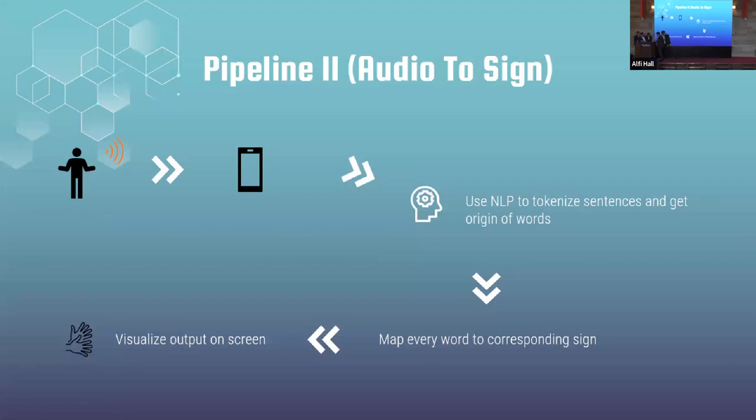So concerning the overview of the architecture of our second pipeline, which is from audio to sign language, it first starts by receiving audio input from the users through a microphone, and this is converted to text. Then we use natural language processing to tokenize the sentences and get the origin of the word. Then each word is mapped to its corresponding sign before being visualized as an output on the screen.